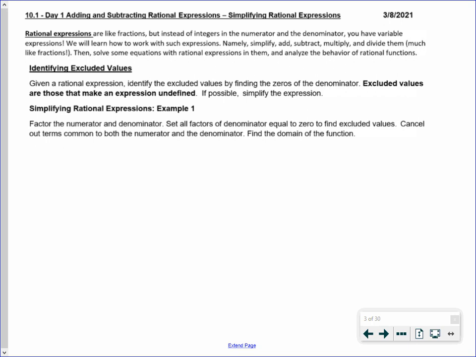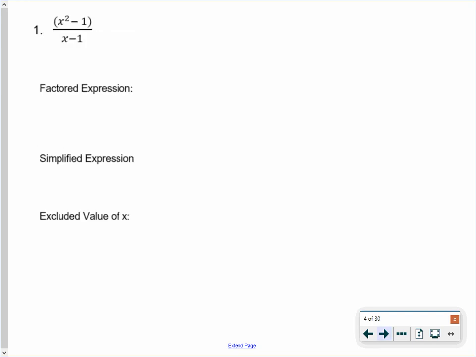Okay, so we have a new vocabulary word, excluded values. An excluded value is just the value of an expression that turns the whole expression undefined. Basically, we're going to look at the denominator and see what values of the variables turn the whole expression into an undefined function. If we think back to Module 9, that's essentially going to be our vertical asymptotes and our holes of the expression. Okay? So let's go ahead and do an example now. I think everything I've said will be explained best while we do an example.